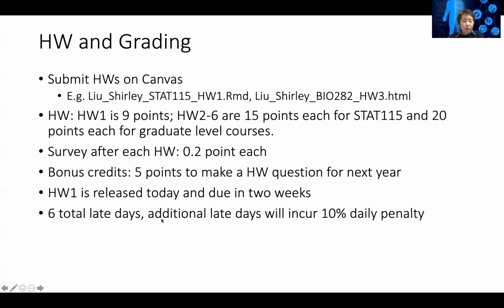By the way, if you take additional late days, after you use the 6 days, each additional late day will incur a 10% daily penalty. And we really don't encourage students to wait too long. After you use, say, 3 late days on a homework, it's time to move on. Submit whatever you have, because the next homework is coming up very quickly. And so it's time to work on the new questions.